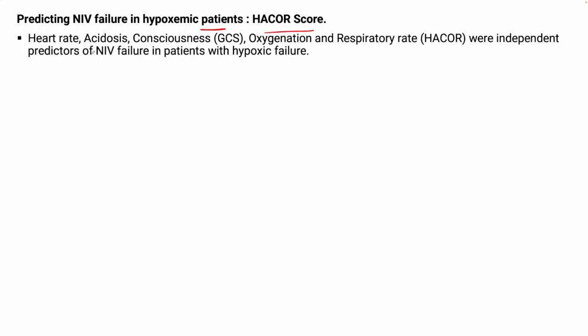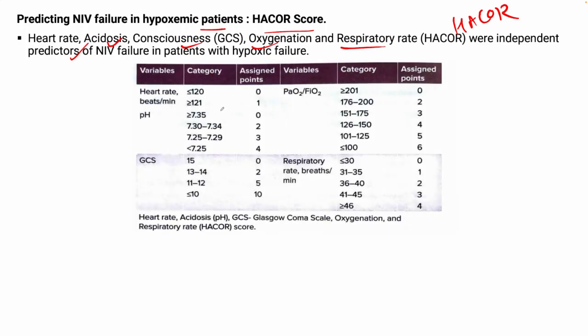How? Heart rate for H, acidosis for A, consciousness GCS scale for C, oxygenation for O, and respiratory rate for R are the predictors of NIV failure in hypoxemic patients. So if you are suspecting any hypoxemic patient, then see the HACOR score. Like, what are the heart rate categories? If it is greater than 121 or less than that, then it is 0 to 1. Like pH, GCS, PaO2, FiO2. So you can predict, like heart rate is less than 120, so 0.